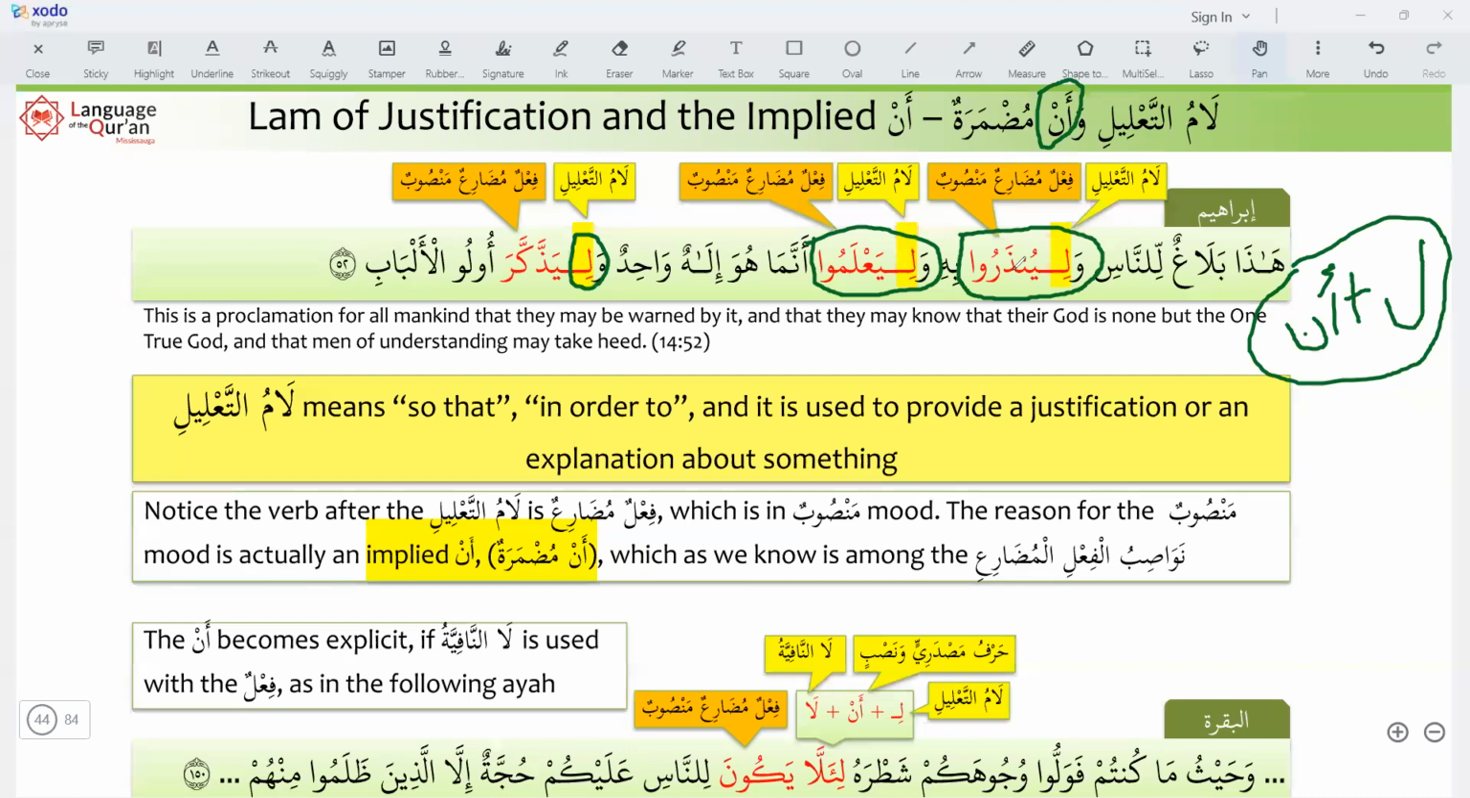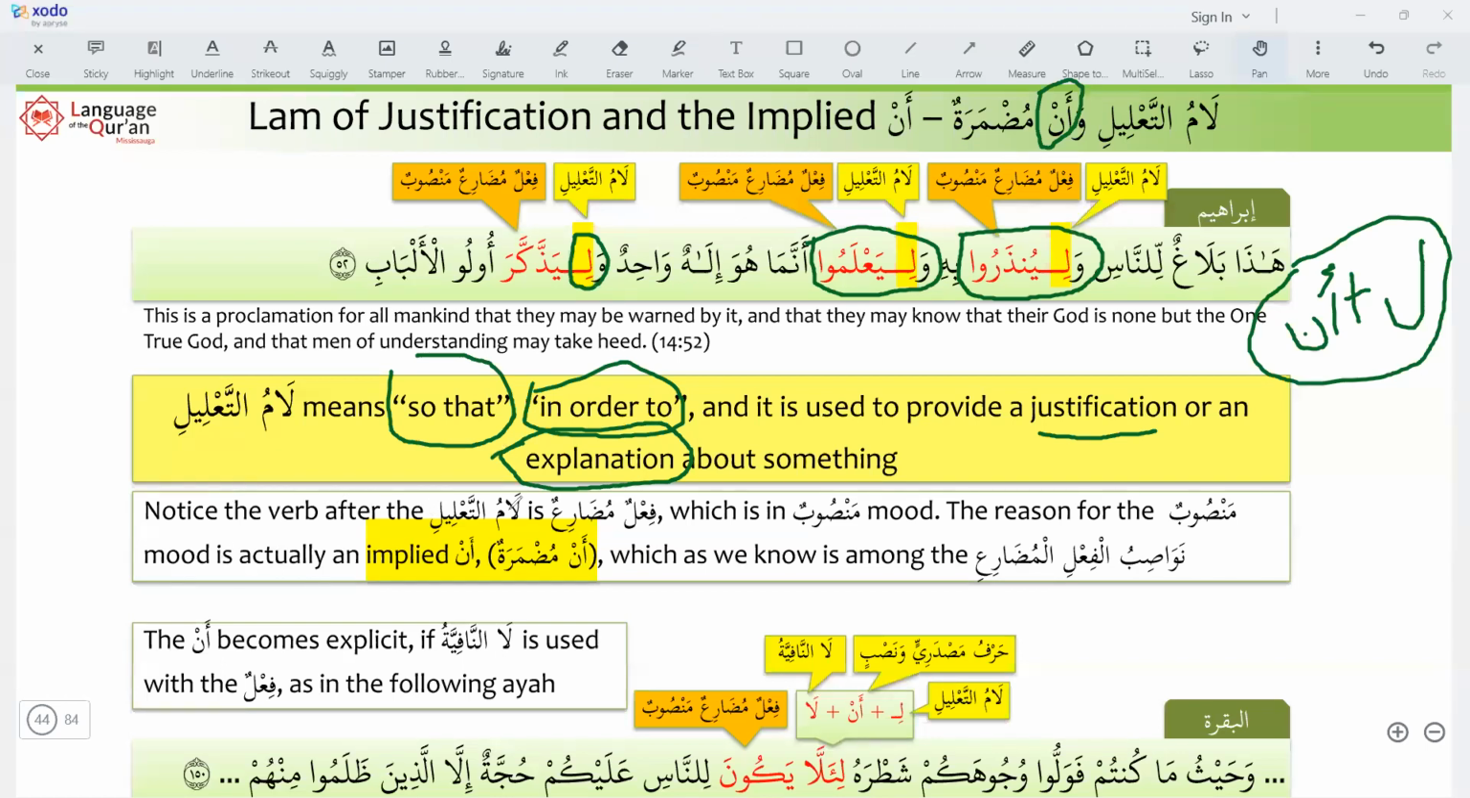An is omitted. We cannot see the an, but an is still there with this lam. Lamul ta'lil means so that, in order to. It is used to provide a justification or an explanation. So it gives the meaning of justification or explanation about something.